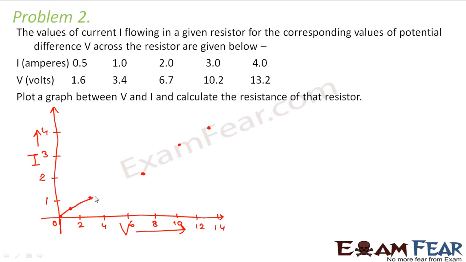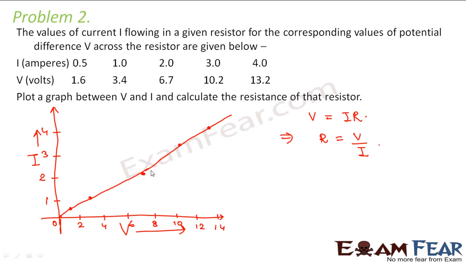Now if you join these points, what do you get? You get a straight line. So this shows that current is directly proportional to voltage. Now you have to calculate the resistance of the resistor. From Ohm's law, we know that V is equal to IR. So we can say that resistance is equal to V divided by I.